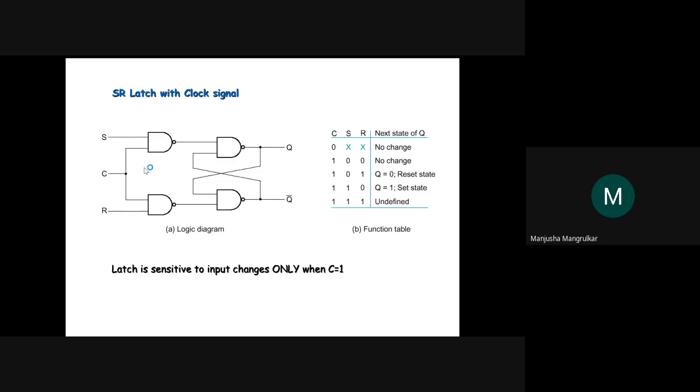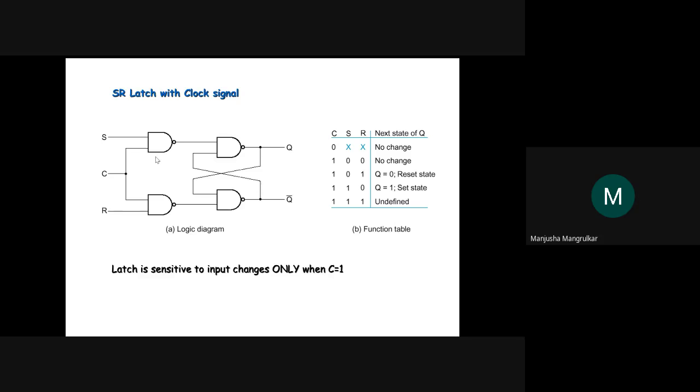Do you know the truth table of the NAND gate? It is just the reverse of the AND gate truth table. If any one of the inputs is 0, the output is 1. And the second condition is, if both the inputs are 1, the output will be 0.